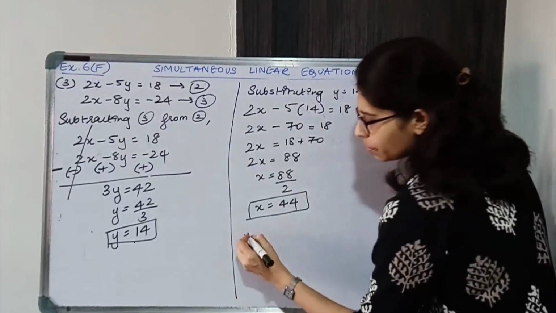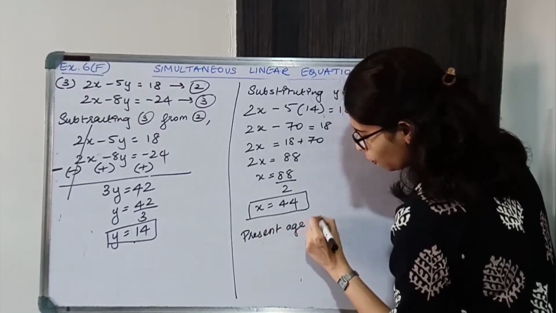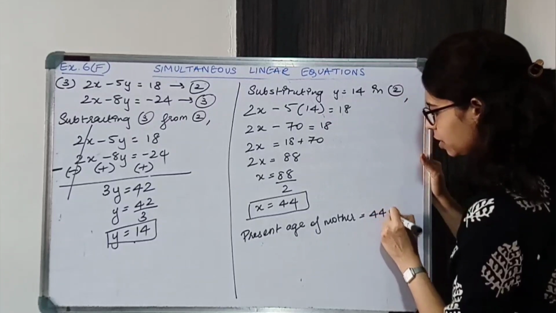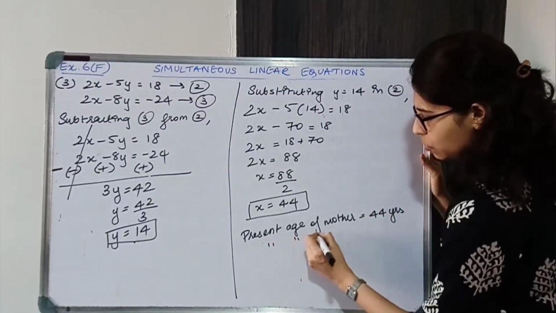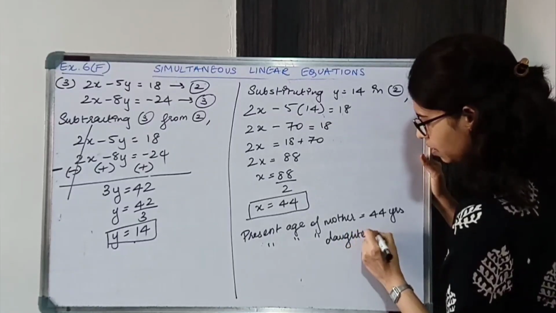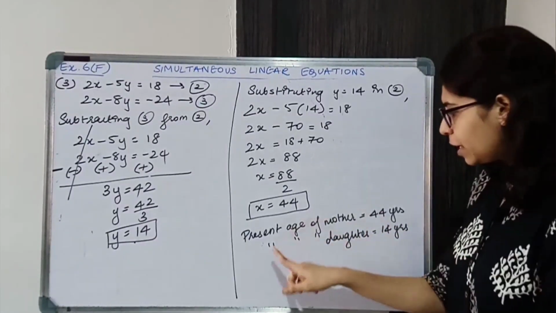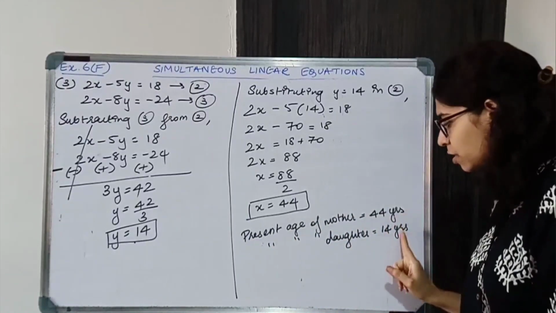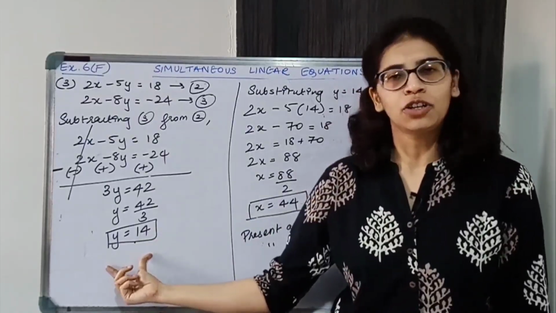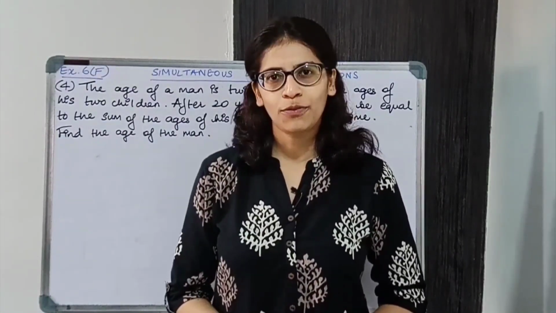So present age of mother is 44 years and present age of daughter is 14 years. Alright, so don't forget to write down the final statement, the units, that is years, and box the values of x and y that you are getting. Coming to next question, question number 4.